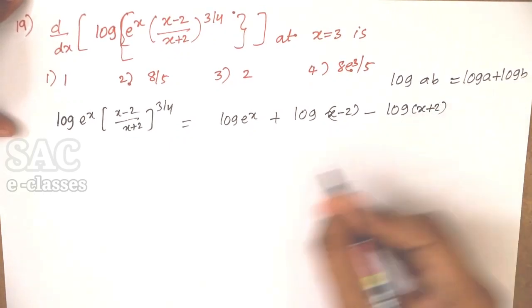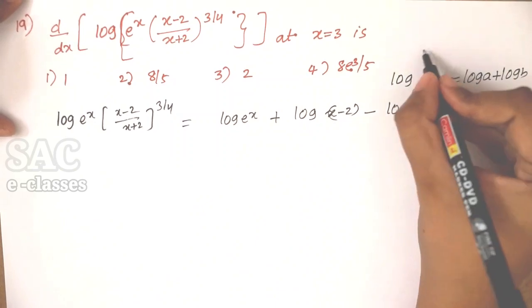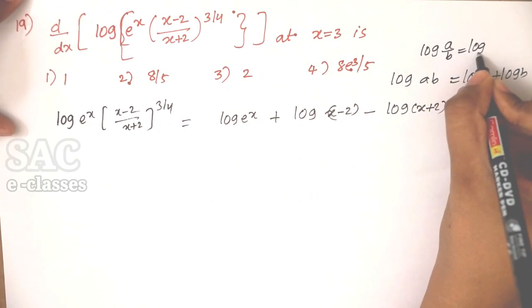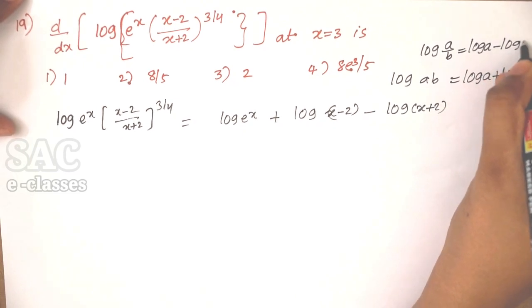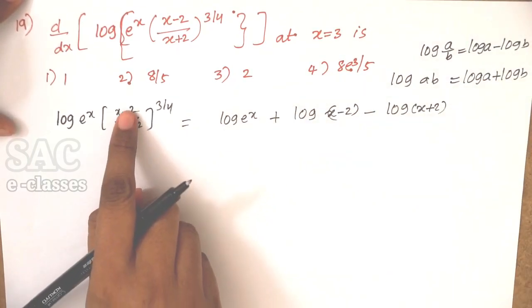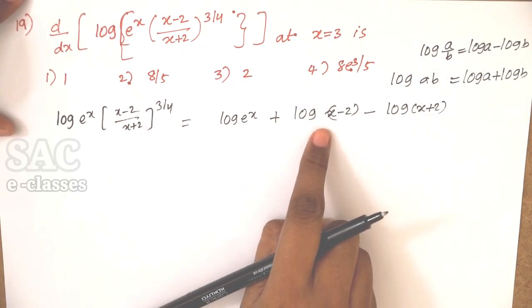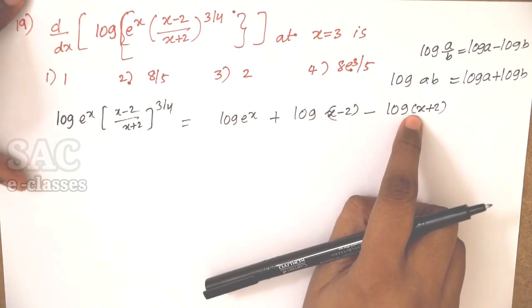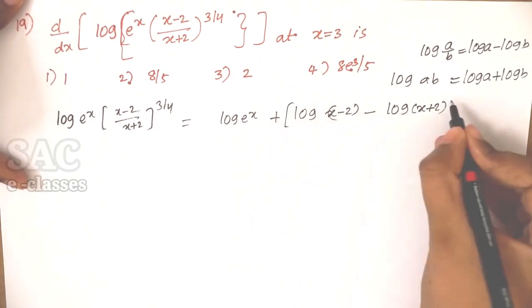Why should we write in this way? The reason is we know log of a by b can be written as log a minus log b. So in the denominator it is there, so I have written log of x minus 2 minus log of x plus 2. But the power is there.